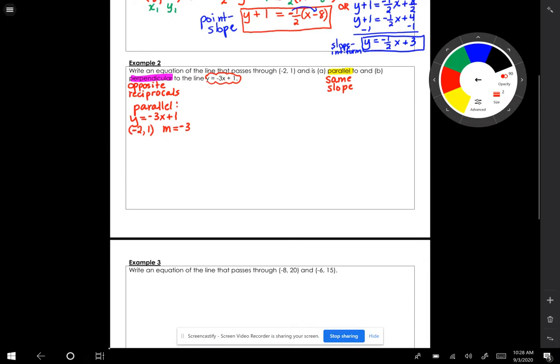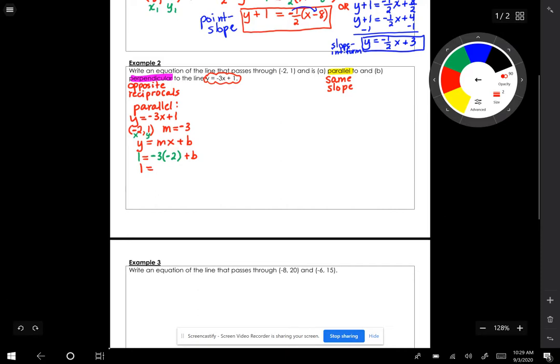And now we have the point and we have the slope, so we can use point slope, but I want to show you that we can use slope-intercept form as well, because this given line is in slope-intercept form. So write y equals mx plus b. We are going to replace y with the y coordinate. So remember, that's y, this is x. So 1 equals, and we're going to replace m with negative 3, x with negative 2, and we're going to have plus b.